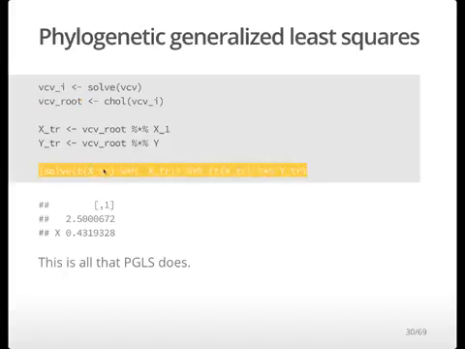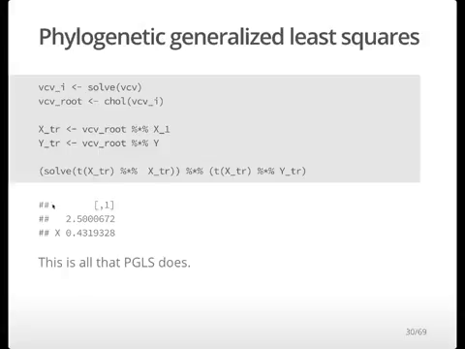This is the same equation we used before. Just copied it and pasted it here, and we get a new set of beta estimates: 2.5 for an intercept, 0.432 for a slope. And that's it. That's all the PGLS does. All right, so there's nothing magical or mysterious about it. It's really just taking the observed data and then transforming it based on how similar you expect those data points to be, and then solving the equations.